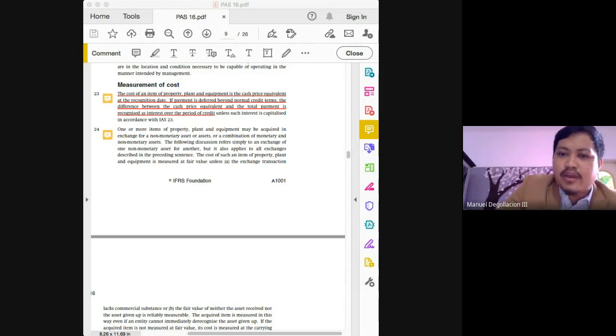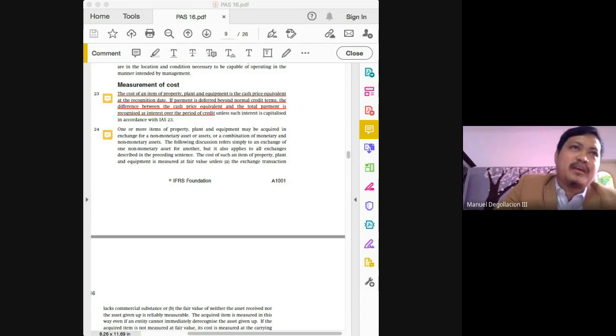Okay, the takeaway here, class, is that if you are given a payment term, you do not have to pay everything up front, then the amount that will be recognized as an asset would be the amount or the price, assuming there was no interest component.